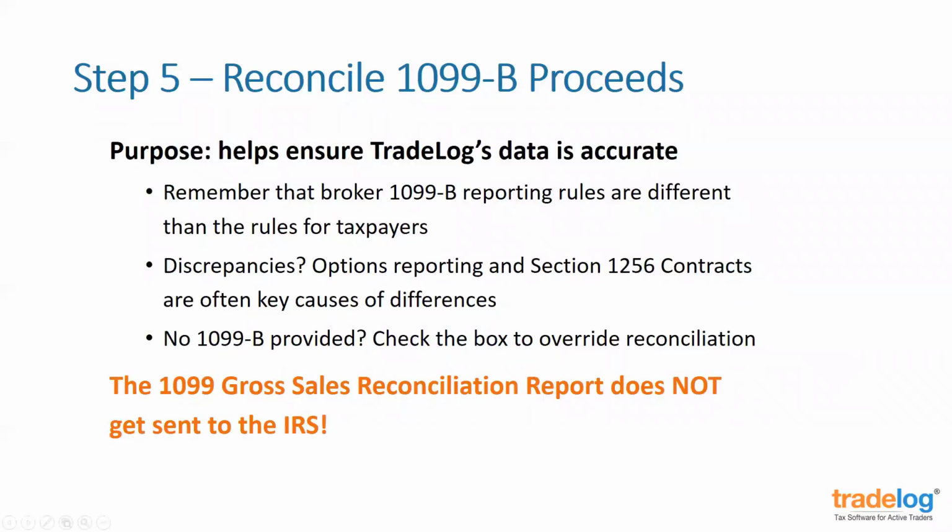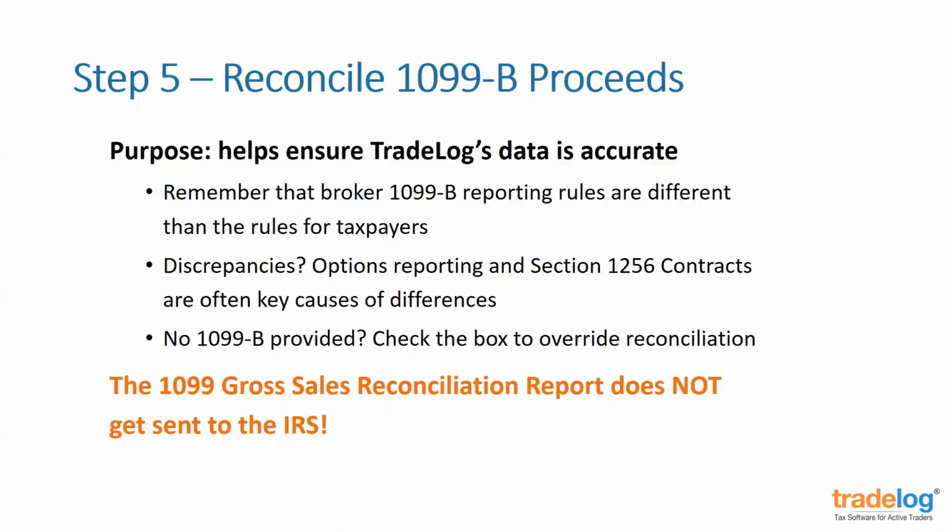So now step 5 is reconciling the 1099-B proceeds. I'm going to go back to TradeLog in a moment, but just to highlight, what's the purpose of this? Some of you may be wondering, if you've checked out our information on our website, you know the difference between the 1099-B and your reporting requirements, Form 8949. And you may know that your 1099-Bs cannot be used for accurate trader tax reporting in many circumstances. So you might wonder, why are we reconciling the proceeds? Well, again, this is a step that helps to ensure that TradeLog's data is accurate.